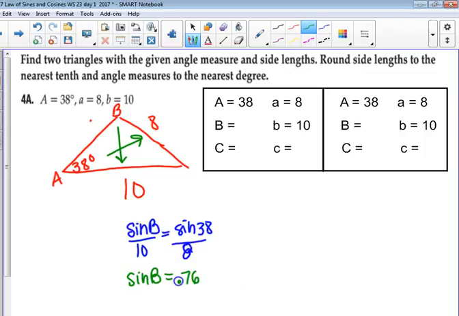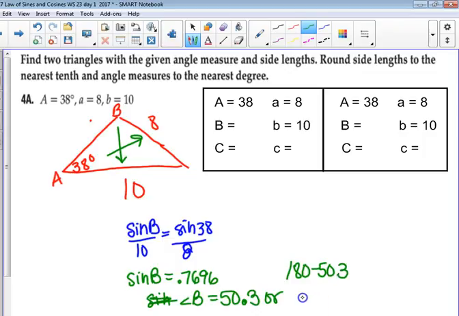0.7696. Like some craziness like that. Just leave it in your calculator and do the inverse sine of that crazy decimal, and you get what? Now, anytime you do inverse sine, you should examine the possibility of another one. And how do you find the other one? 180 minus 50.3 would be, yes.